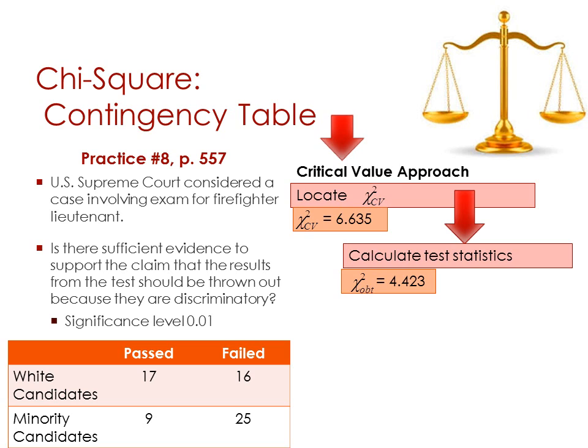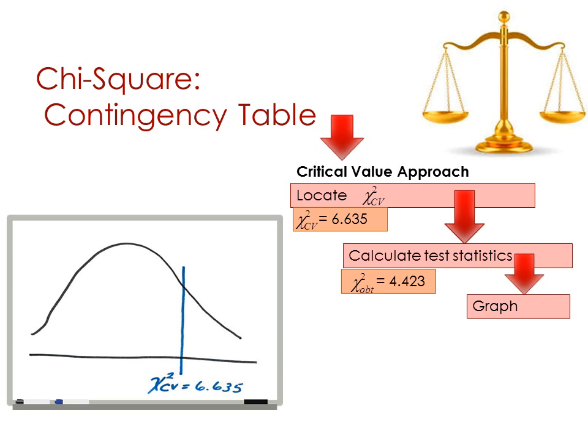So now what's going to be my next step here? Well, my next step, of course, is going to be to graph it out. So here we can see graphed over here on the left-hand side, we have the distribution where I've marked in my chi-squared critical value of 6.635.